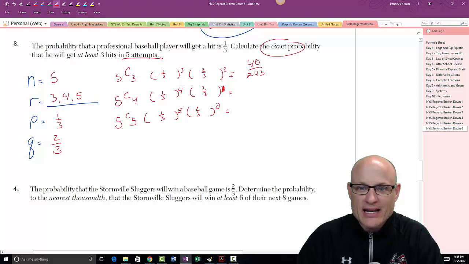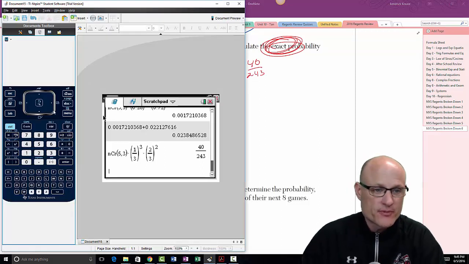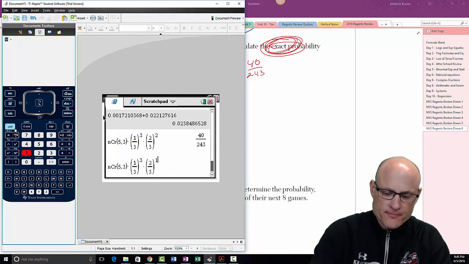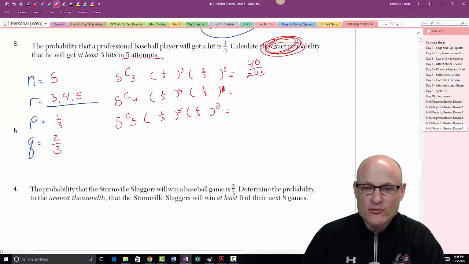Now, we want the exact probability, so we should not have decimals here. So we're going to hit the up arrow, enter. We're going to change this to a 1, change this to a 4, and change this to a 4. Hit enter. 10 out of 243.